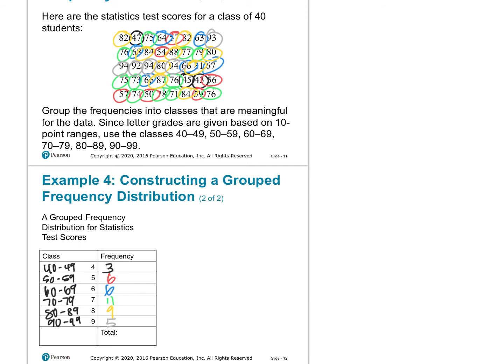All right, and then you want to add up your total. So 3 plus 6 plus 6 plus 11 plus 9 plus 5 is going to be 40.